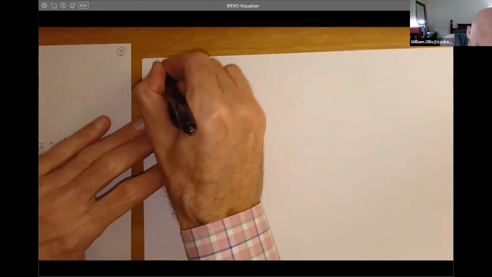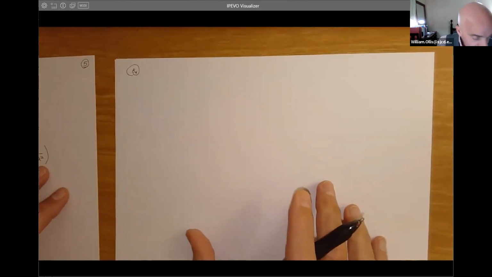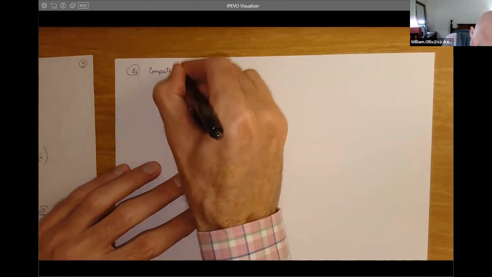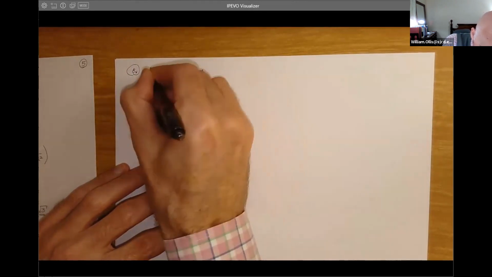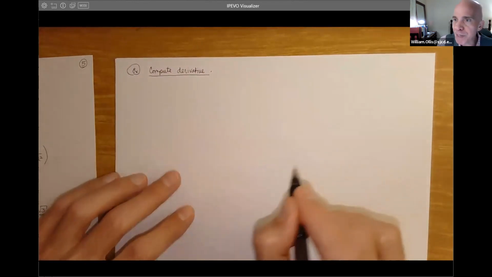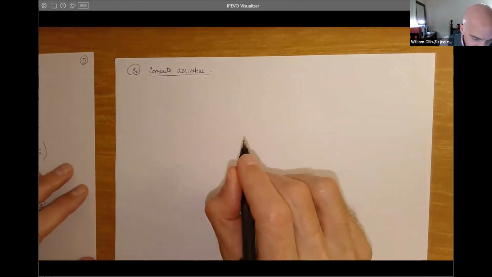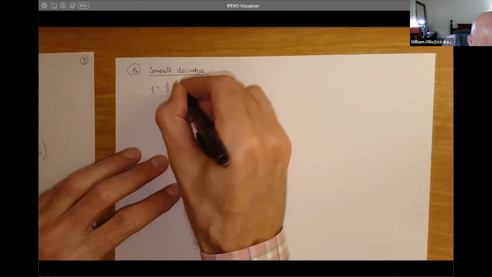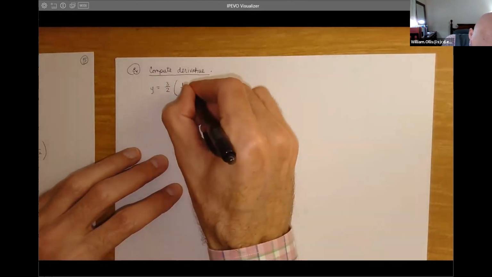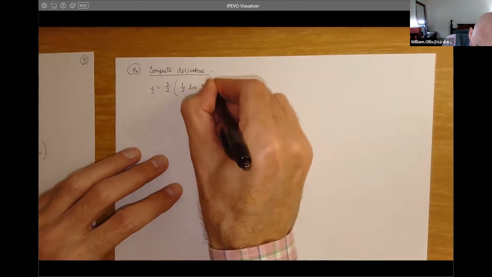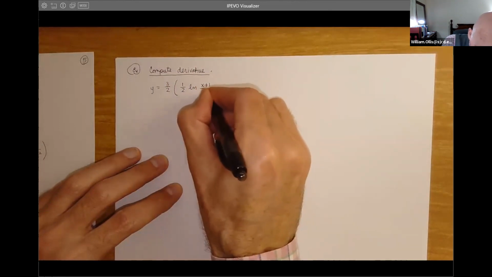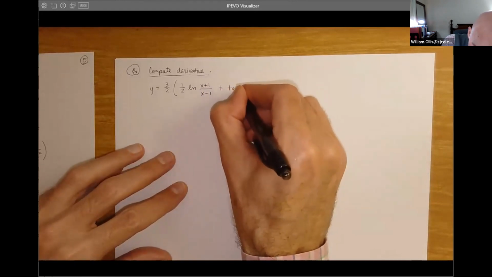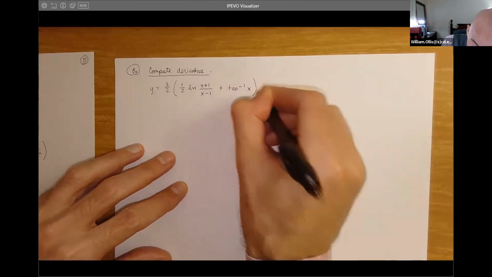So let's look here. Here's an example, and it says to compute the derivative. We had a lot of stuff that we had to iron out. We don't normally spend that much time with the theory, but these are important topics that we need to know. So y is equal to 3/2 times the quantity 1/2 natural log of (x plus 1) divided by (x minus 1), plus the inverse tangent of x. Again, you can write it as arctan or tan minus 1 x.